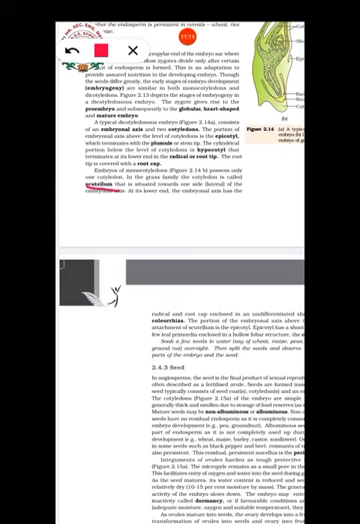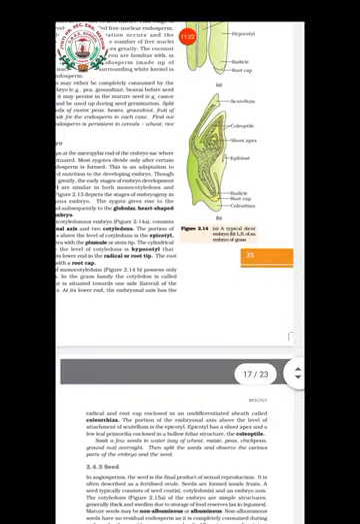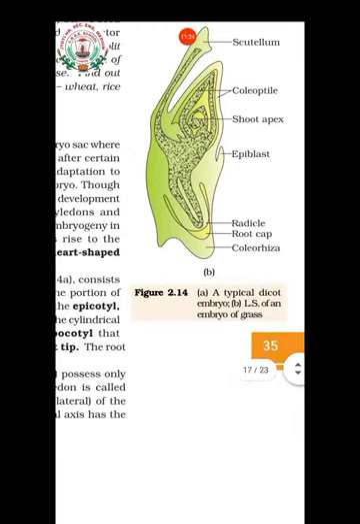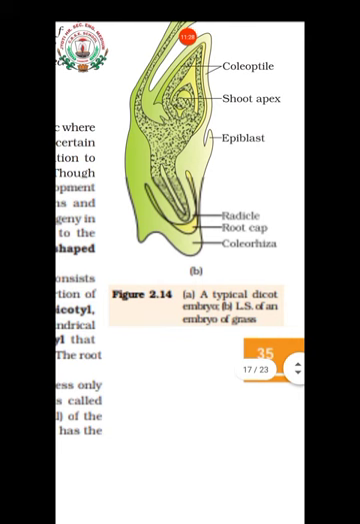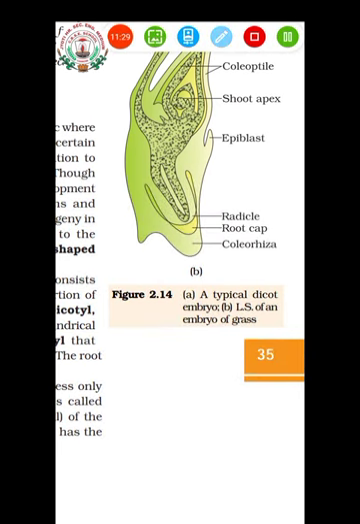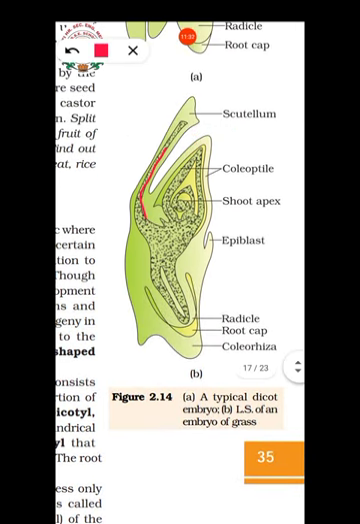You can see that it is located to one side of the embryonal axis. So you can see the diagram here. This is the scutellum, which is situated to one side of the embryonal axis. And the embryonal axis will have what? It's one side.